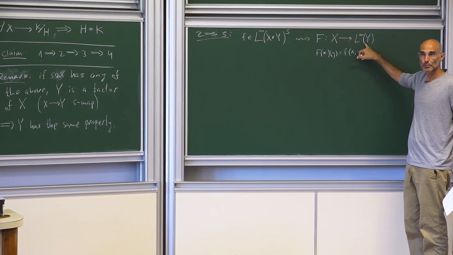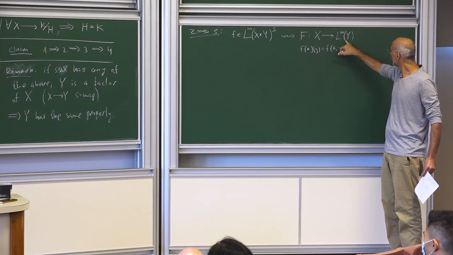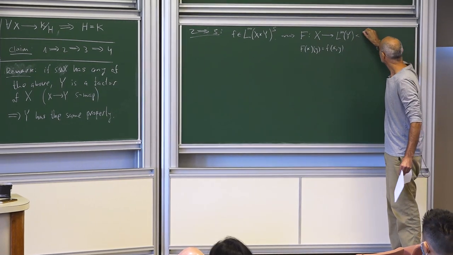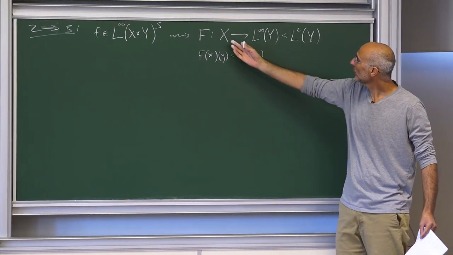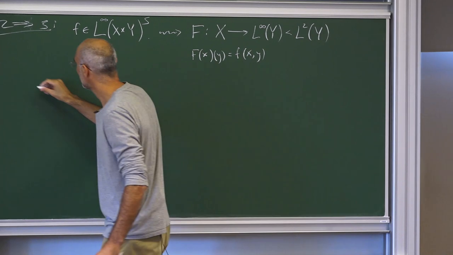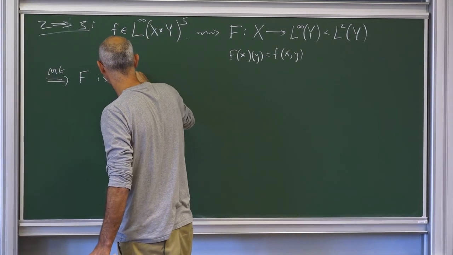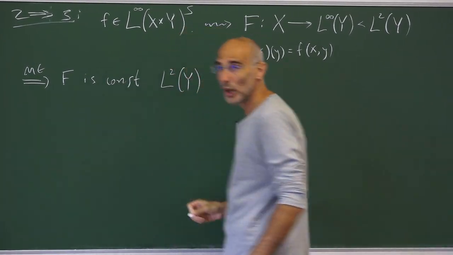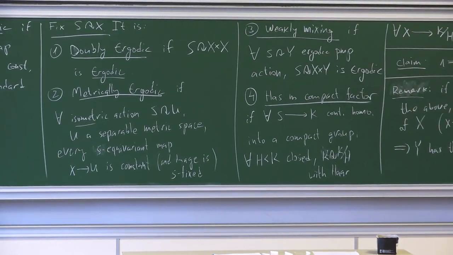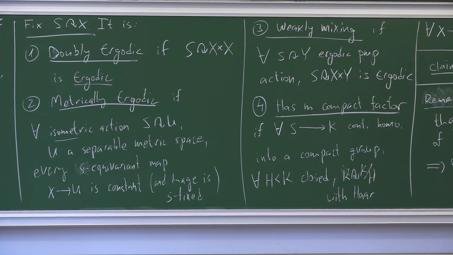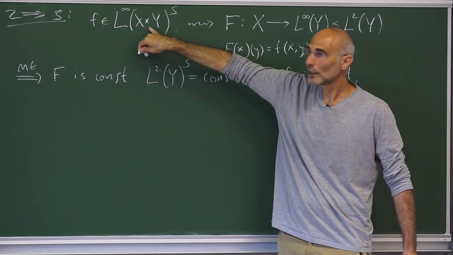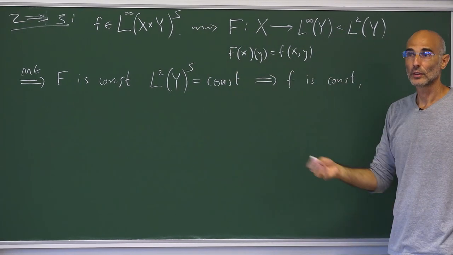This space is not separable, but because I am assuming, and here this assumption is used, that the measure is invariant on y, this space is a subspace of L2y. And now you see that I got myself an equivariant map from X into a separable metric space. So ME implies F is constant, so it's something in L2y, but moreover, it will be an S invariant function in L2y, and a constant function in the y parameter. And this means, if you follow the definition, that F is constant. So we have proved that every S invariant function on X times Y is constant, so we have ergodicity.